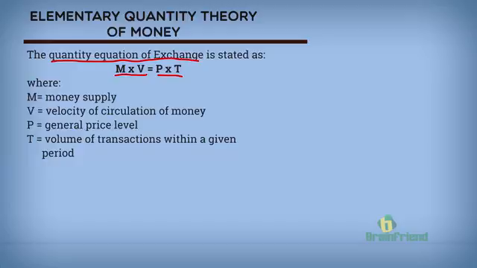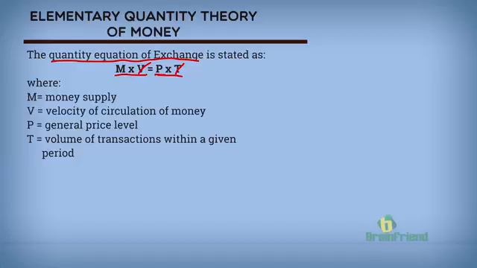So how does this relate? If V and T are held constant, that is, they don't change, an increase in the quantity of money will bring about an increase in what? Price. I don't know if you get that.